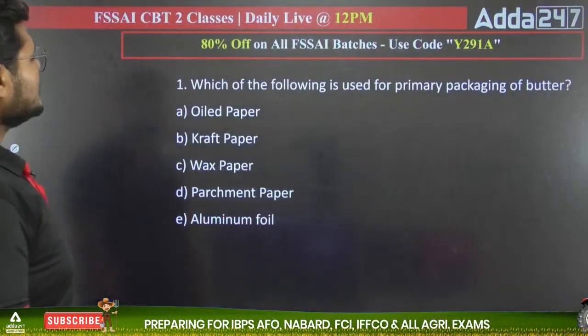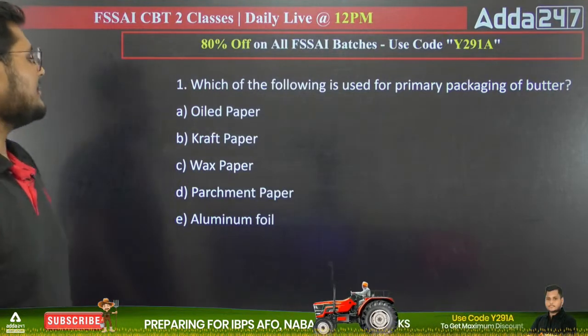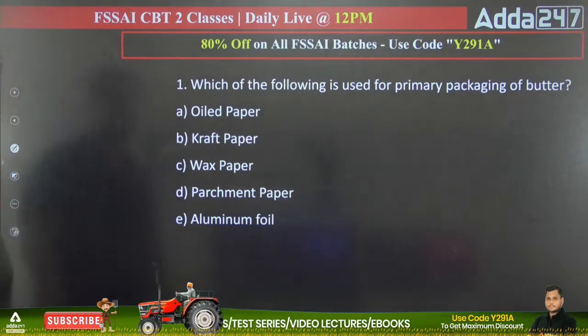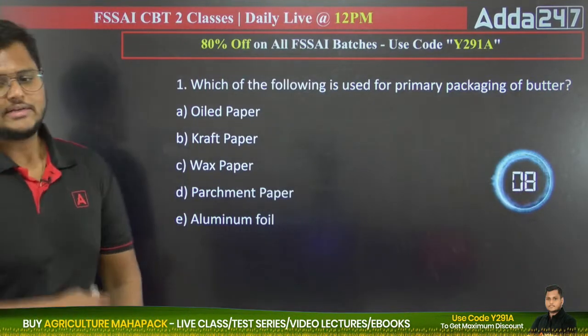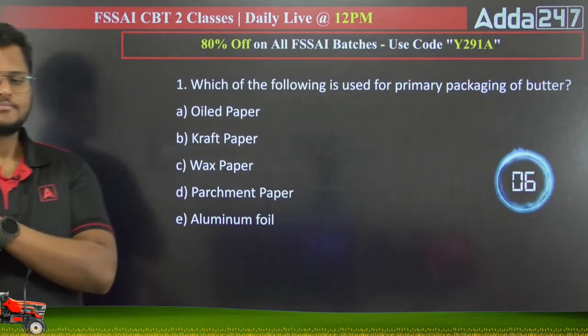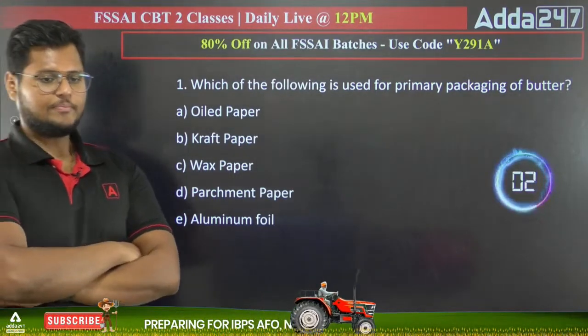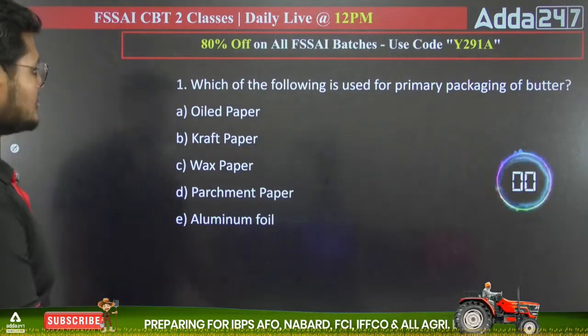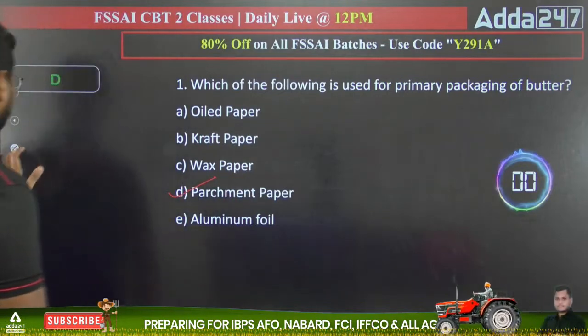First question, come on guys. Which of the following is used for primary packaging of butter? Oiled paper, kraft paper, wax paper, parchment paper, aluminium foil. What will be the right answer? So if we talk about the primary packaging of butter, then the right answer is D, that is parchment paper.